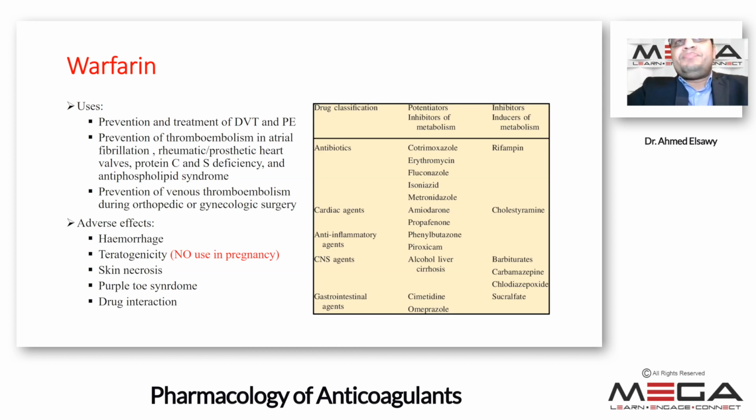So warfarin is widely used for prevention and treatment of venous thromboembolism, such as DVT, deep venous thrombosis, and pulmonary embolism, and prevention of thromboembolism in atrial fibrillation, prosthetic heart valves, antiphospholipid syndromes, and protein C and S deficiency. It is also licensed for prevention of venous thromboembolism in orthopedic and gynecological surgery, although we are not commonly using warfarin nowadays in those patients, because we have alternatives already.